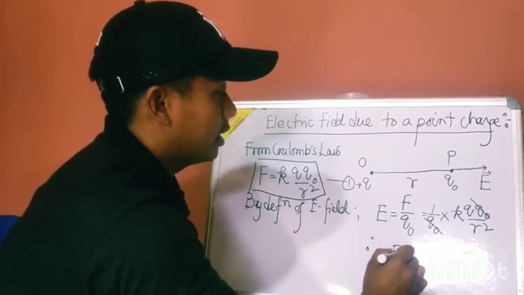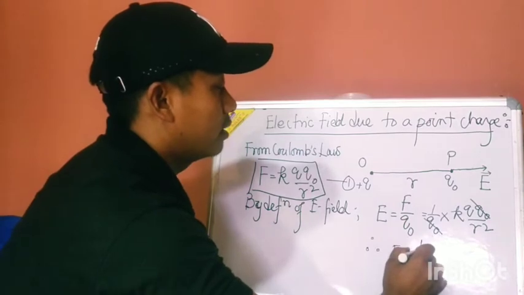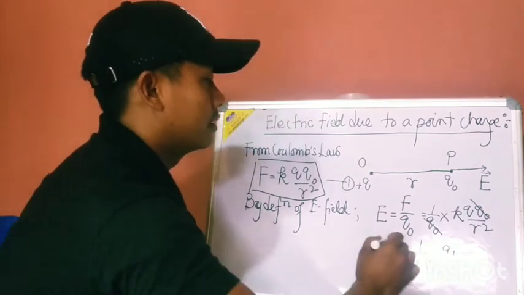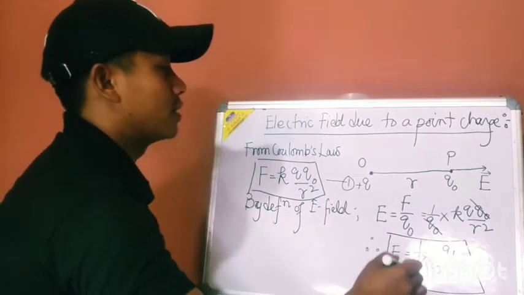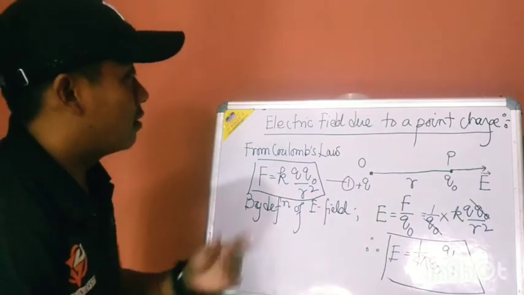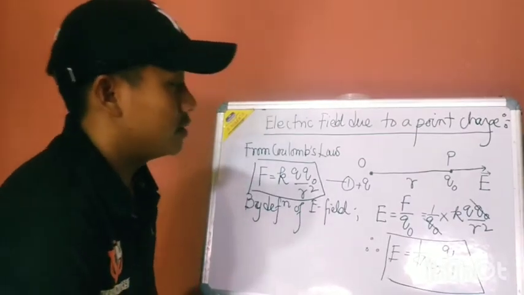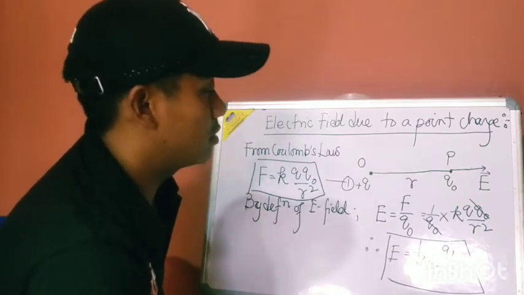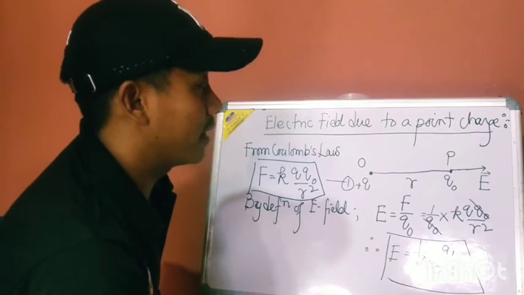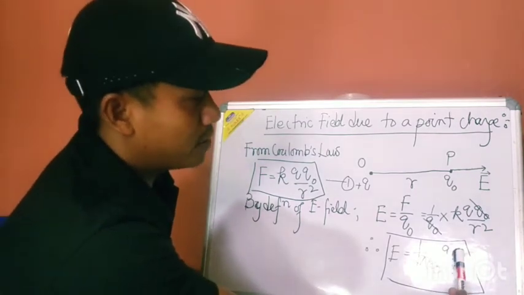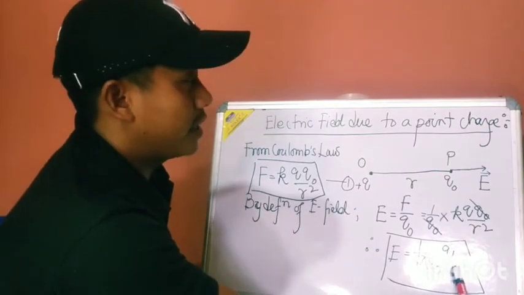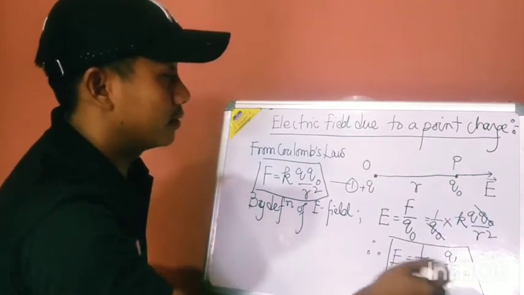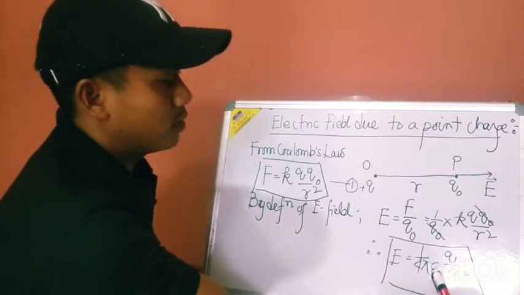Here, instead of K, you can write 1 by 4 pi epsilon naught. E equals Q divided by 4 pi epsilon naught R square. This particular equation is the expression for electric field due to the point charge. On which factors does electric field depend? It depends on the magnitude of charge, and it depends on the distance where you measure the electric field. It depends on the medium also.